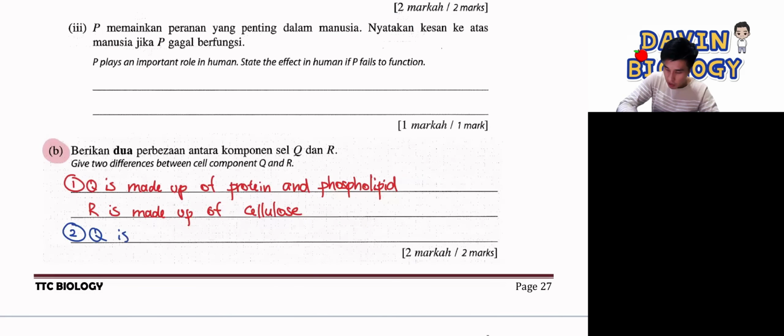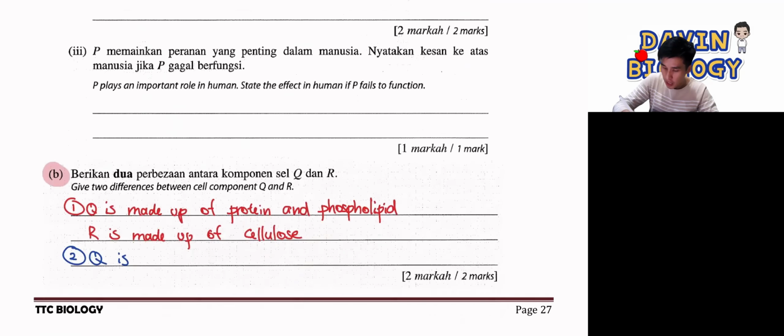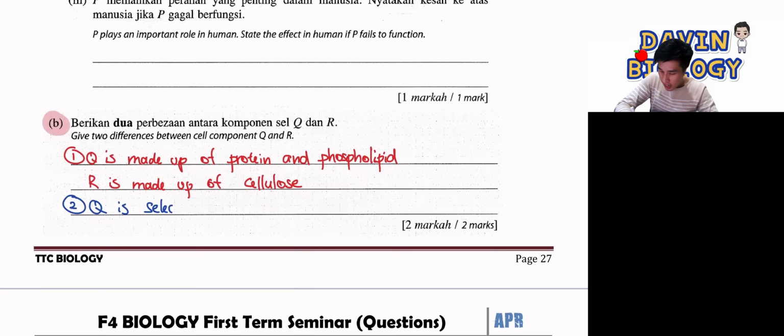So Q is the cell wall, right? No, Q is plasma membrane. So Q is, we will say, selectively permeable, while R is fully permeable.